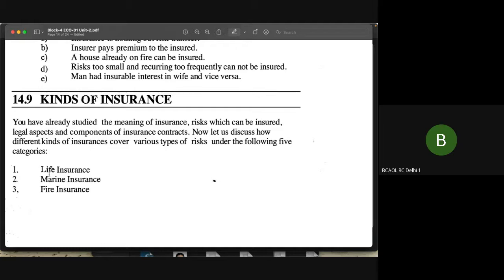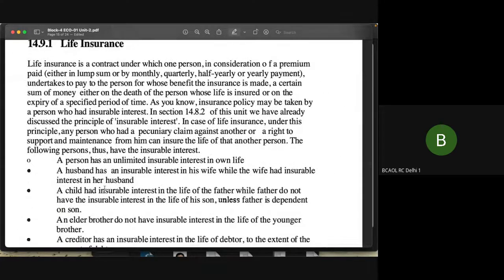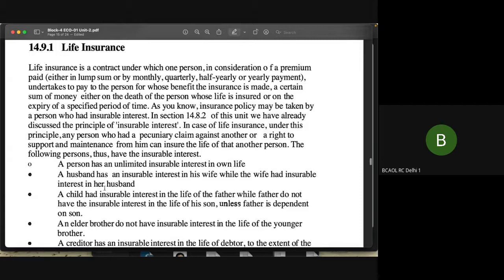It's not exhaustive, but these are the major bifurcations that we do. So one is your life insurance, marine insurance, fire insurance. Life insurance, as you all know, is on a person, because time and again it is a well-established fact that we all will die. If not today, maybe tomorrow. If not tomorrow, maybe sometime other. But we will be dying.